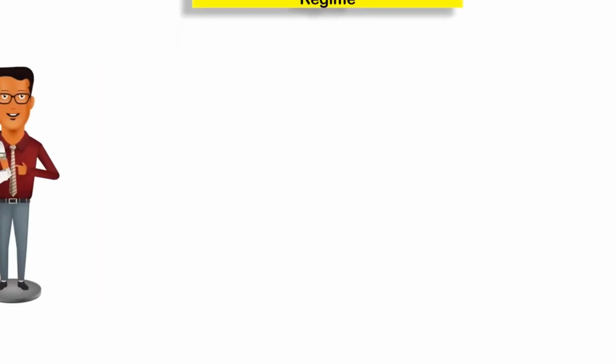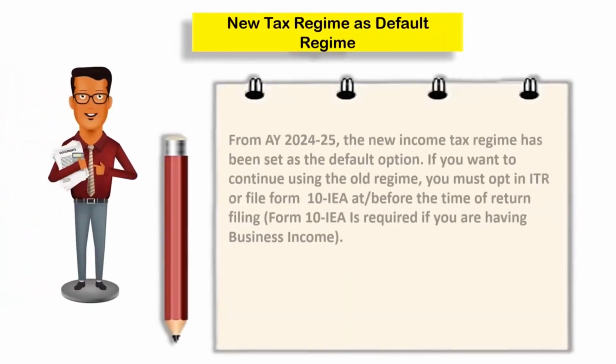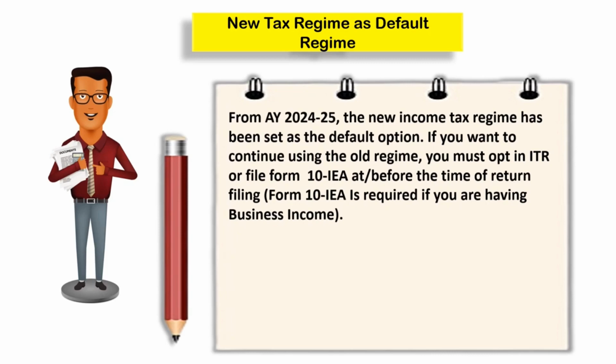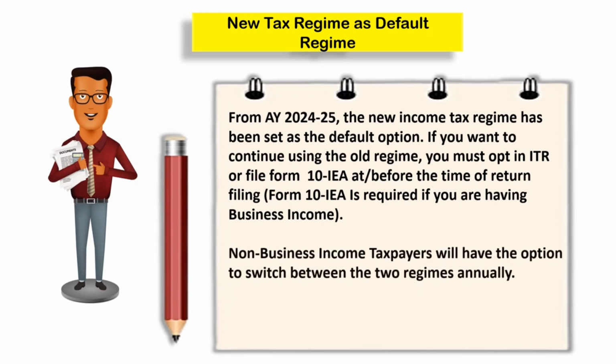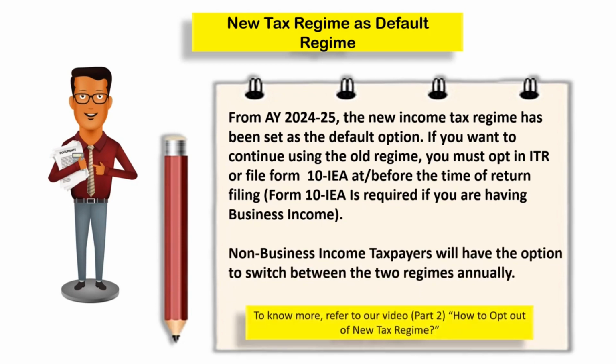As already discussed, from assessment year 24-25, the new tax regime has been set as the default regime. Therefore, if you wish to continue using the old tax regime, you must opt out of the new tax regime in your income tax return or file Form 10-IEA at or before the time of filing your income tax return. Form 10-IEA is applicable only if you have business income. Non-business income taxpayers will have the option to switch between the two regimes on an annual basis at the time of filing their income tax return.